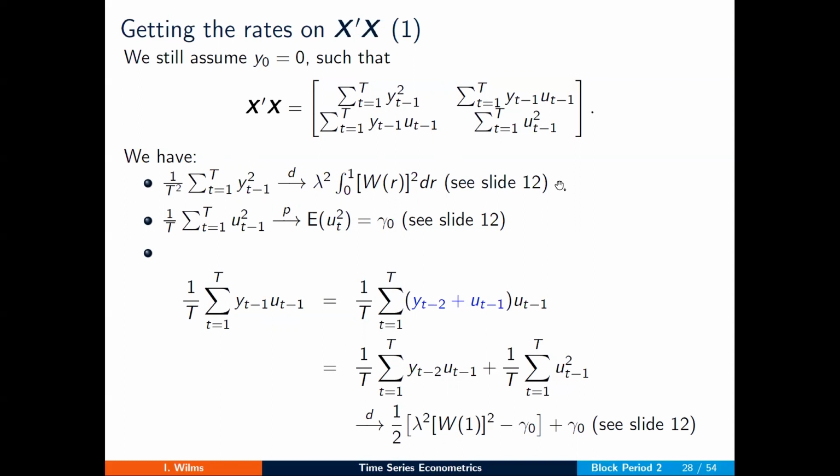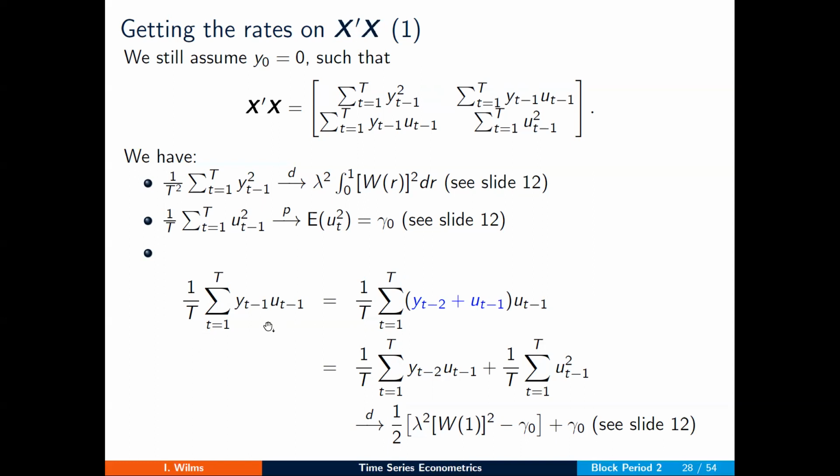Now for the upper left elements that we did already on some slides, videos ago. We needed to have 1 over t squared for that guy. And we did the work already over here. For the sum of the u squared, this is a classical term. By the law of large numbers, that one goes to gamma naught. So the only new term actually is this cross product, where I immediately introduced the scaling already.